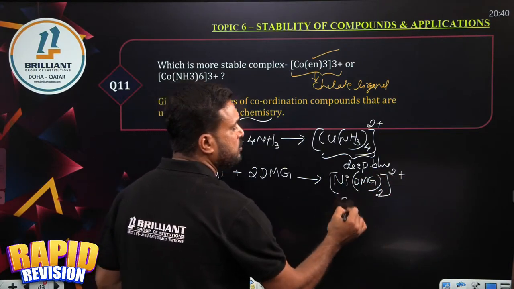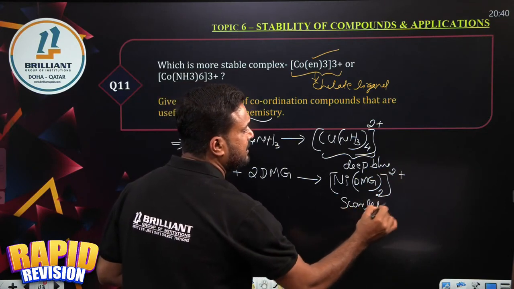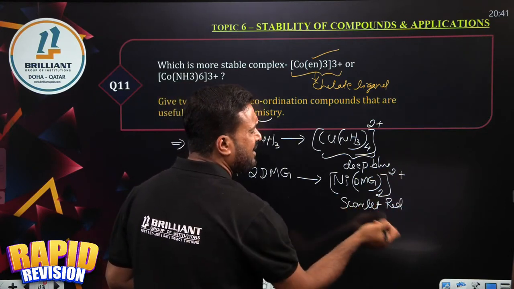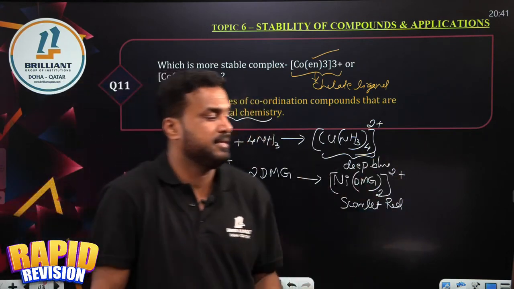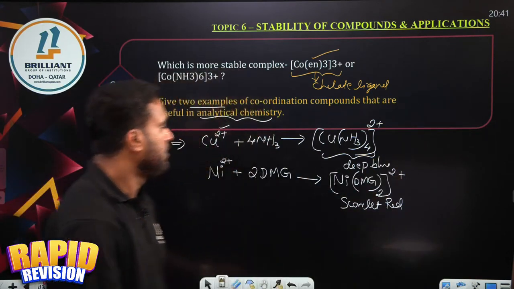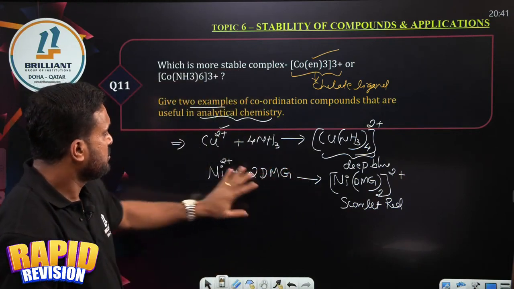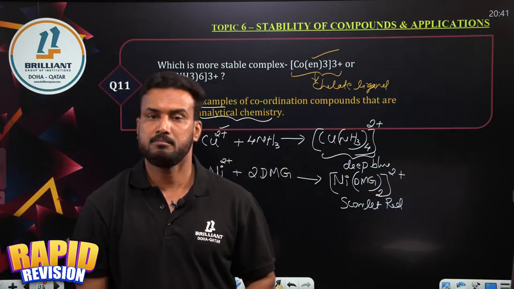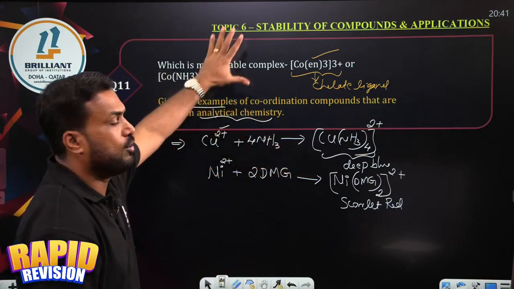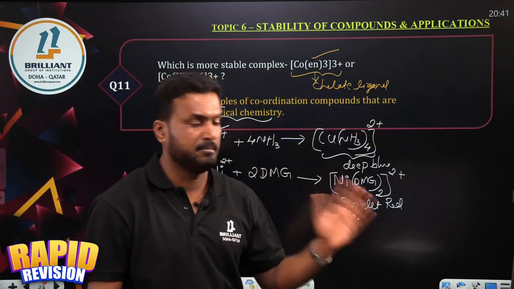What is the color of this one? We have a scarlet red color, or light red color precipitate we will be getting. So by that way we can identify that. Yes, rose red is correct, Hiba. So scarlet red or rose red you can write, that is the color of this one, DMG. Okay, so I think almost all topics we covered from this chapter.